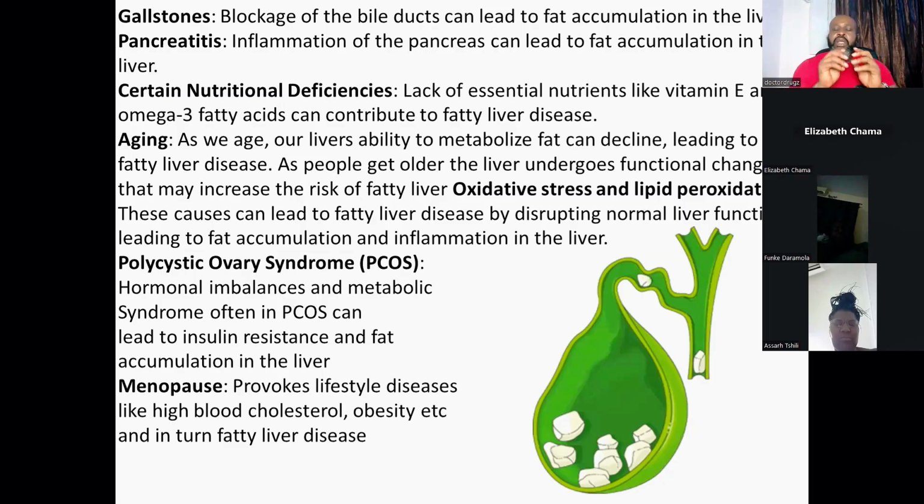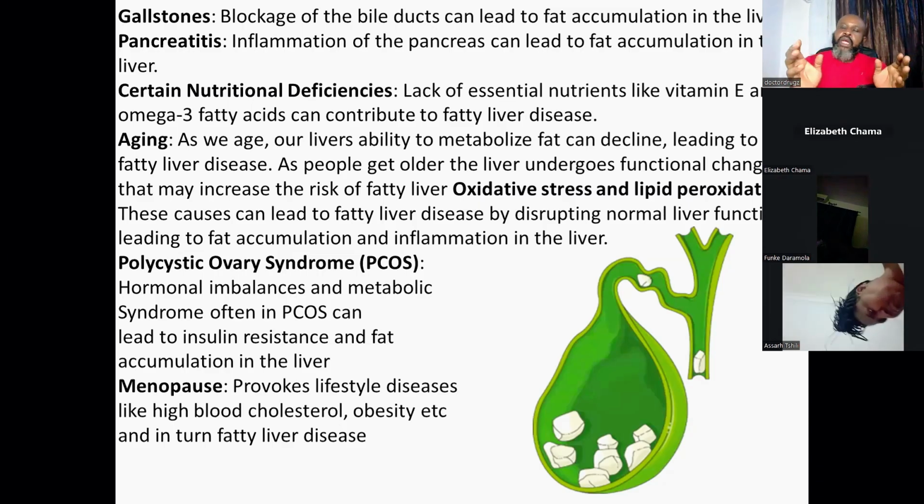But I was just rushing somewhere that will interest a lot of women. That is polycystic ovarian syndrome, because it's involved with hormonal imbalances and metabolic syndrome, which we've just talked about. You can see that is already closely associated with what? Insulin resistance and fat accumulation. That is why it's very terrible. Of course, menopause. I don't really want to say what menopause cannot do. I won't say does not exist.